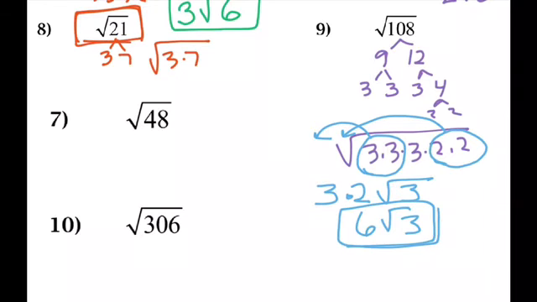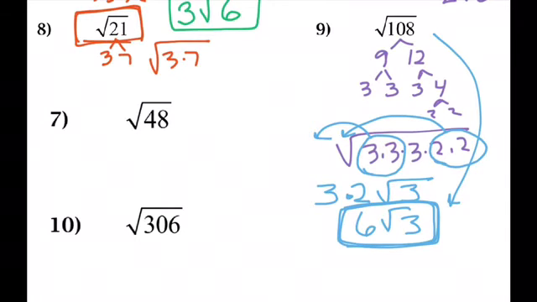That's the simplified radical. And so what we do in math is we use radicals a lot, and so we need to simplify them so that somebody's not writing square root 108 and somebody else isn't writing 6 square root 3. We all will write 6 square root 3. And so we know how to do that.